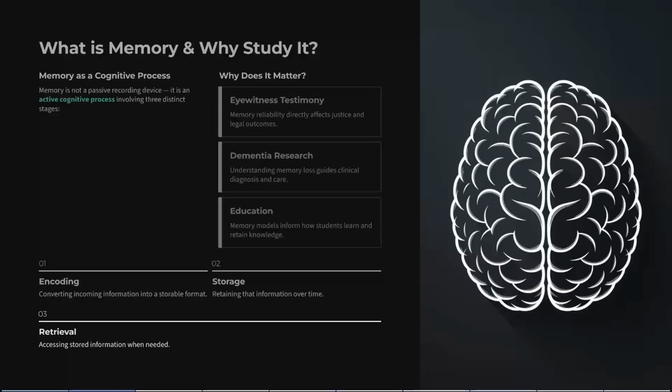Now here's a tip that applies across all 3 exam boards. When you are asked to outline or describe memory in an exam, always use all 3 terms: encoding, storage, and retrieval. Many students write about memory without mentioning encoding at all, and examiners will notice this.